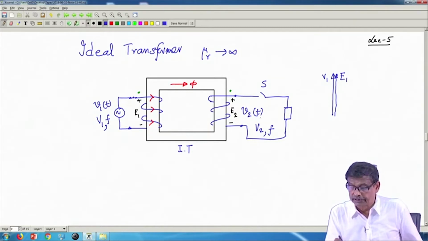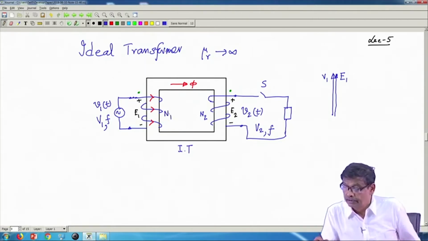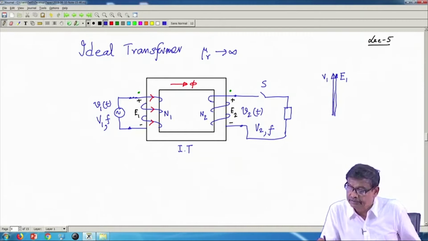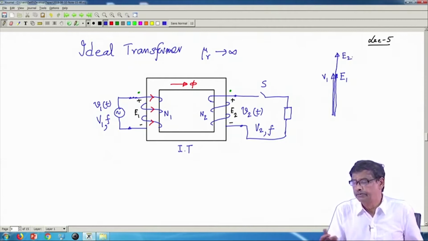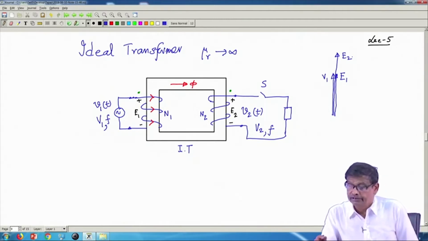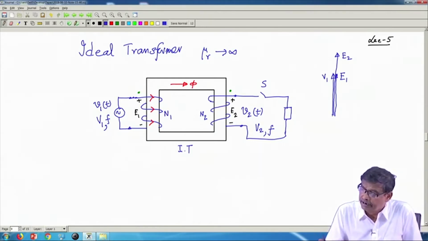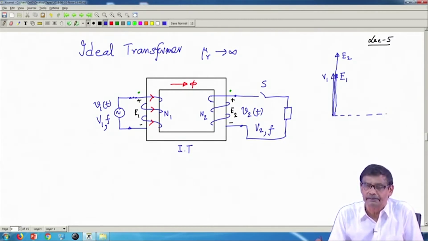Secondary induced voltage E 2, having N 2 turns, and this is N 1 turns. Secondary induced voltage will also be in phase with this. Of course, its length will be different, maybe more than V 1, maybe less than V 1, depending upon whether N 2 is greater than N 1 or not. So, this is the applied voltage, and the magnetizing current will be lagging 90 degrees, but in this case it is 0, there is no magnetizing current.